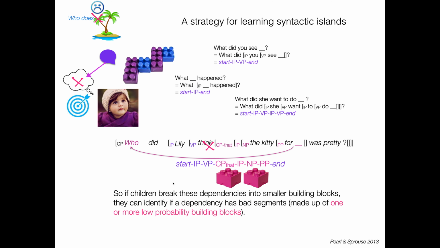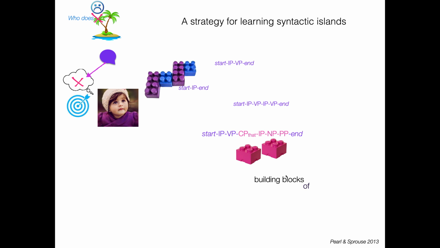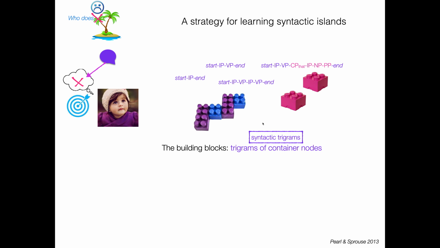So if children break these dependencies into smaller building blocks, they can identify if a dependency has bad segments, right, one or more bad segments made up of one or more low probability pieces, low probability building blocks. And so the building blocks that Pearl and Sprouse proposed were what we can call syntactic trigrams, just trigrams of container nodes. So just to show you what that looks like, if you have a dependency like our first one, "what did you think?", start, IP, VP, end. You can break this up into two overlapping sequences of 3.